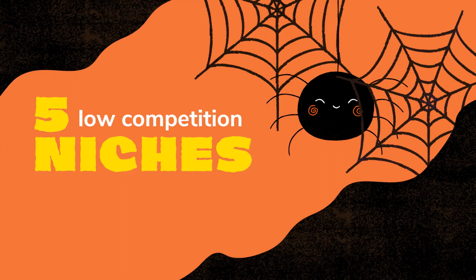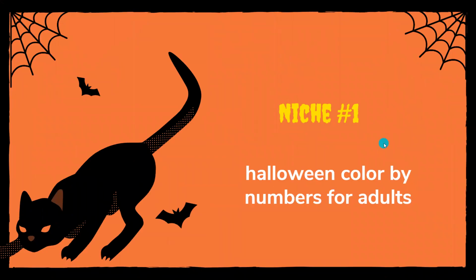These may not be the best seller ones, but for a new beginner, even if we get 1 or 2 sales out of it, that would probably be a good niche for us as well. So let's now take a look at our first niche for this video, and that is going to be Halloween color by numbers for adults.